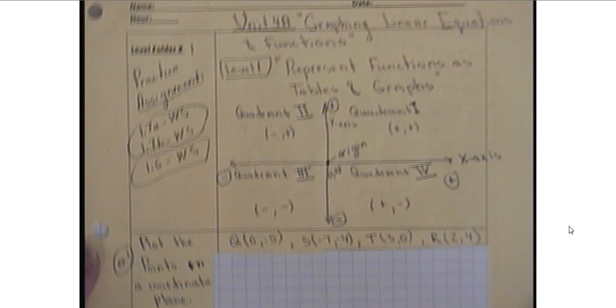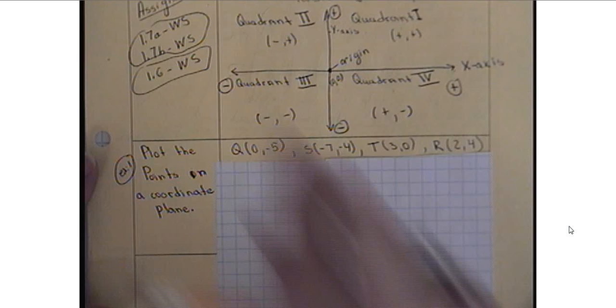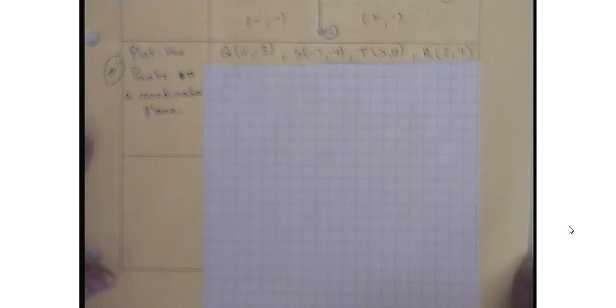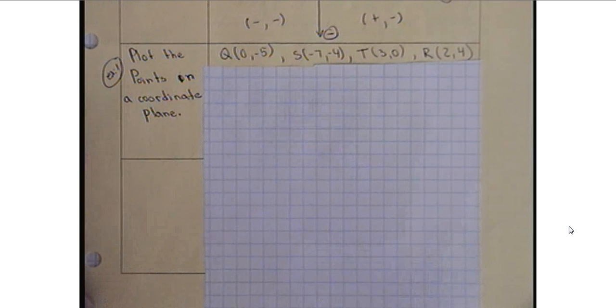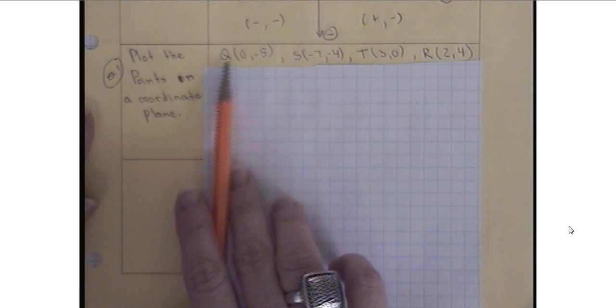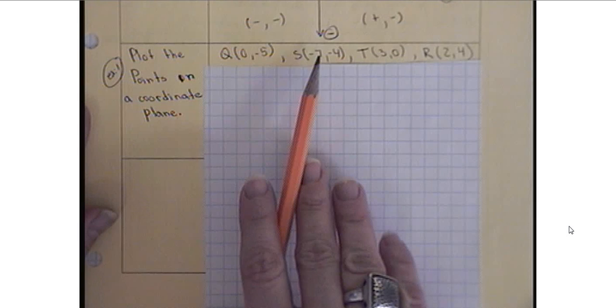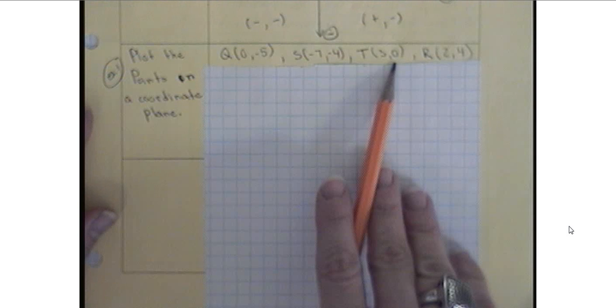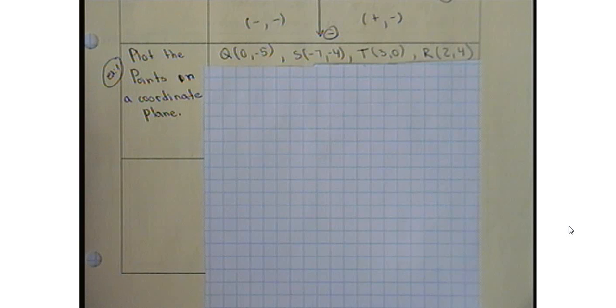Next example on this page, it says plot the points on the coordinate plane. So we're going to plot each one of those 4 points. We have point Q with coordinates 0 and negative 5, point S with negative 7, negative 4, point T 3 and 0, and point R with 2 and 4.